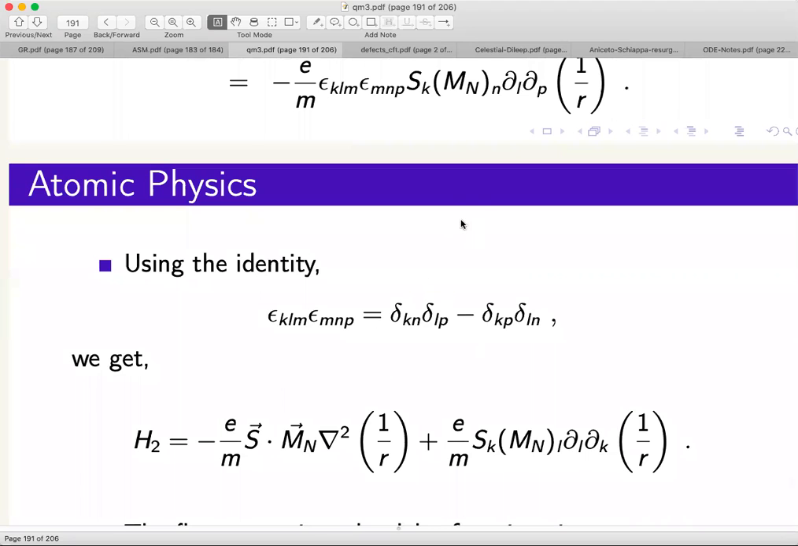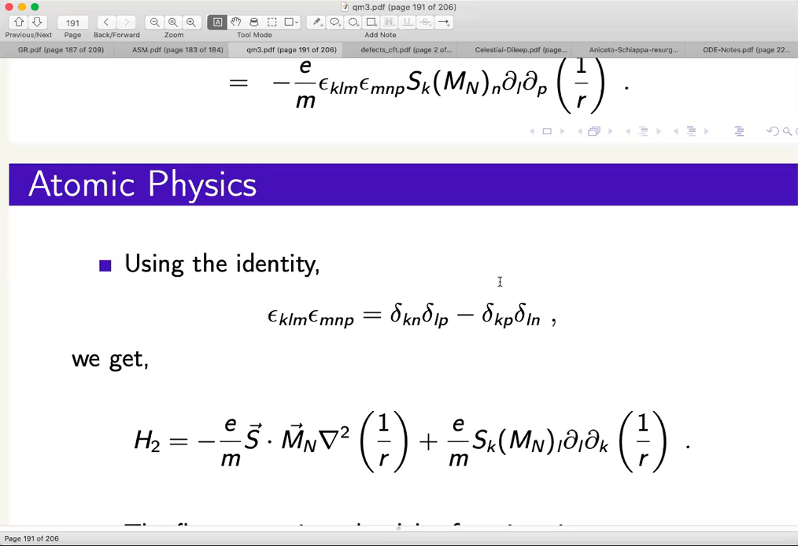So the first term, as I said, would give you a Laplacian. The delta KN tells you that Sk and Mn have the same index, so this is a dot product of S with M, that is this term. And delta LP tells you that del L del P is like a Laplacian acting on 1 over R. So this is the quantity which is going to give you a delta function. But hold on to it right now, that is the next step.